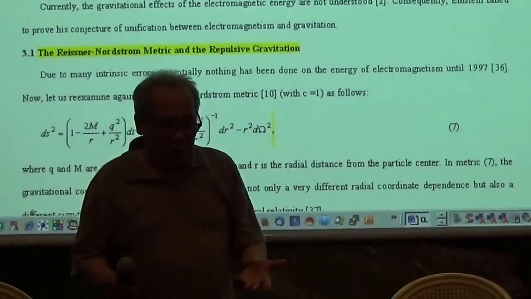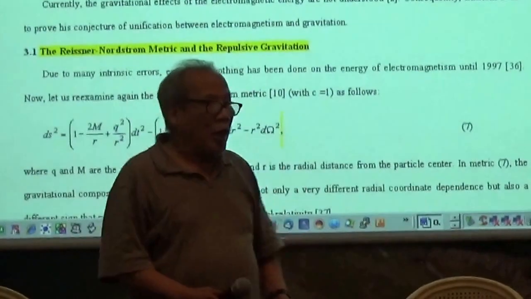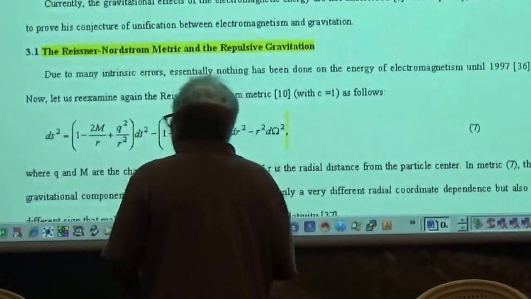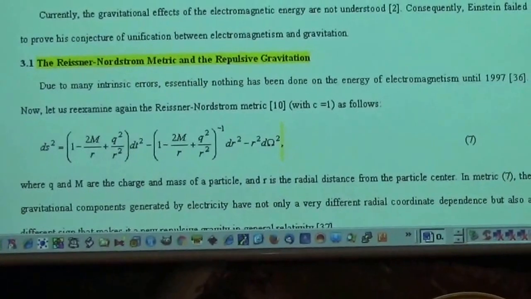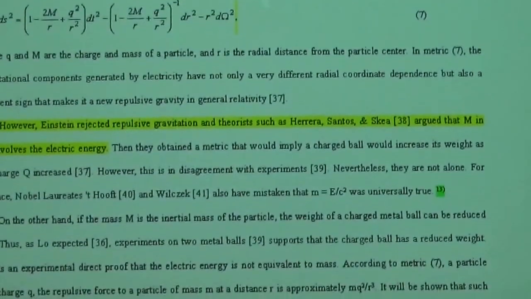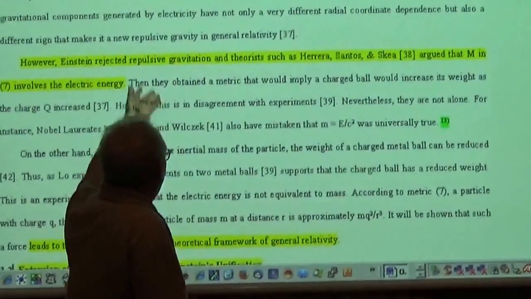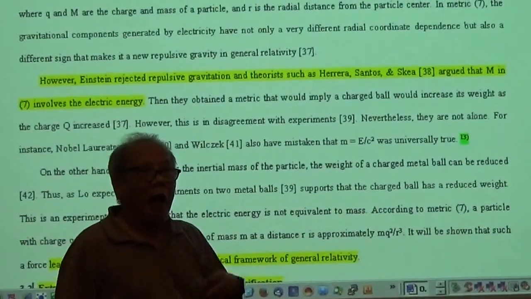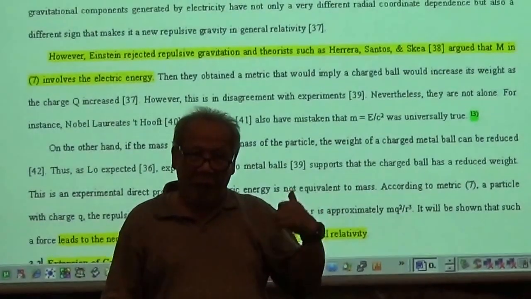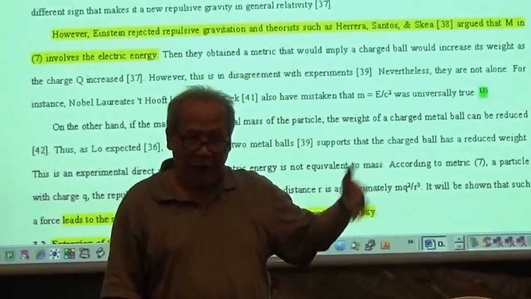And Einstein didn't believe it. Do you know why? Because he believed E equals mc squared. So he rejected that. It could have been his credibility, but he rejected it, so it became mine. Of course, there are some people who try to help Einstein. They say, okay, the mass will include the electromagnetic energy of the charge. Therefore, in this equation, there's no repulsive gravitation, because they all cancel out.